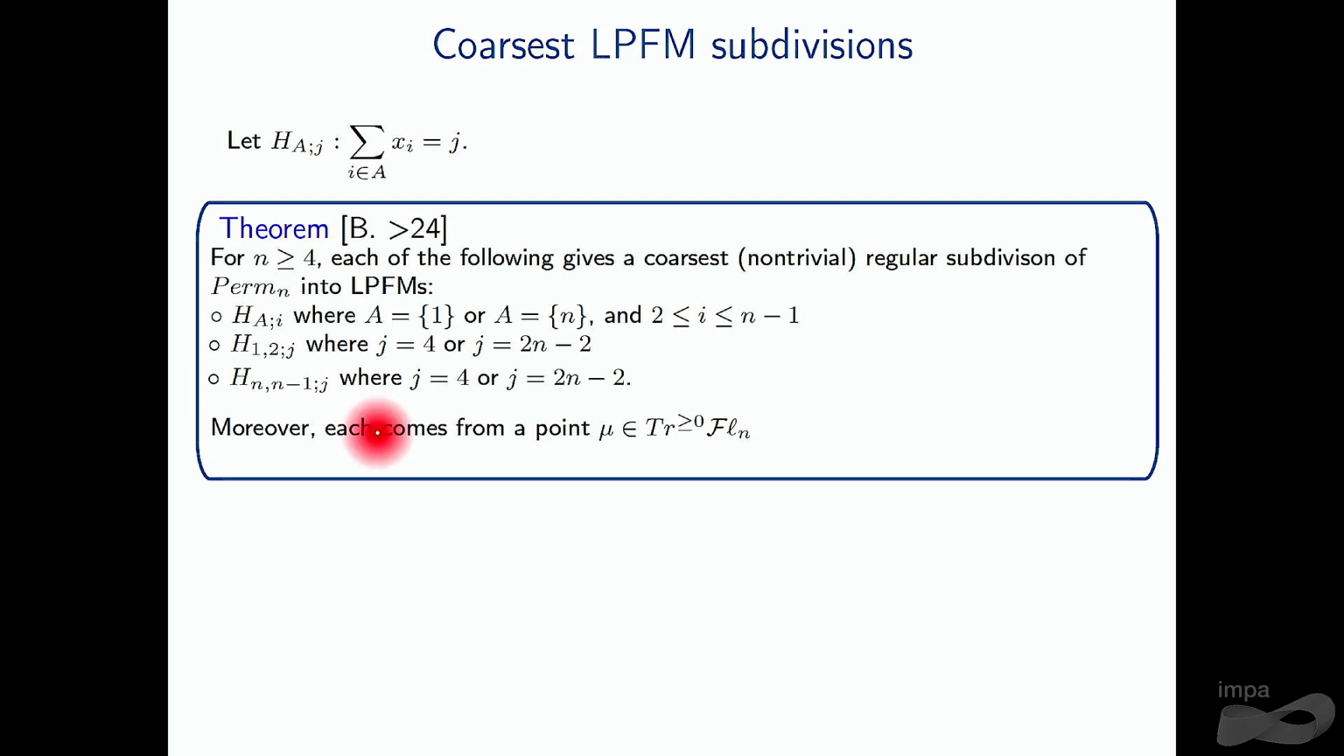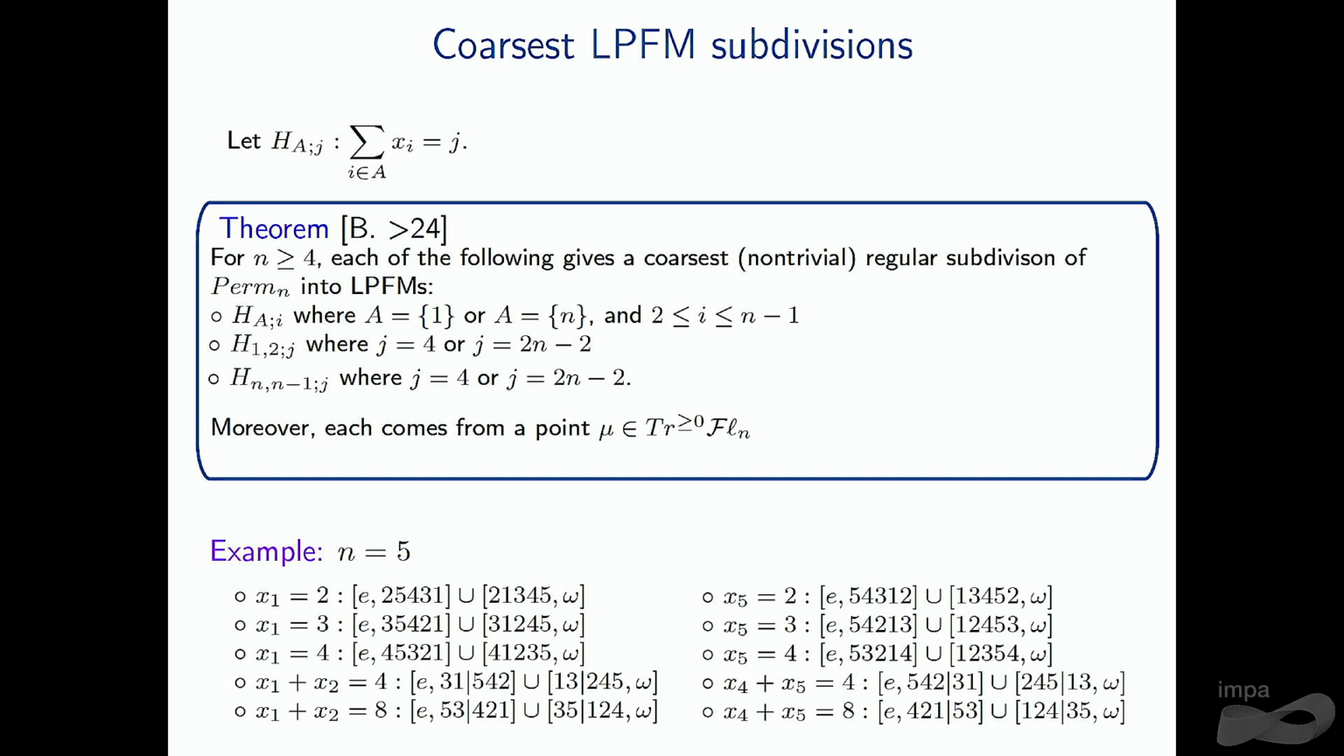The first type is a hyperplane x1 equals i, where i is anything here, or xn equals i, either of those hyperplanes. The type 2 hyperplane tells you that x1 plus x2 equals 4, or this thing. The last one tells you that x_{n-1} plus xn equals either 4 or this. If you throw one of these hyperplanes into the permutahedron, it will split it into 2 pieces, and each piece will be a polytope of a full flag of lattice path matroids.